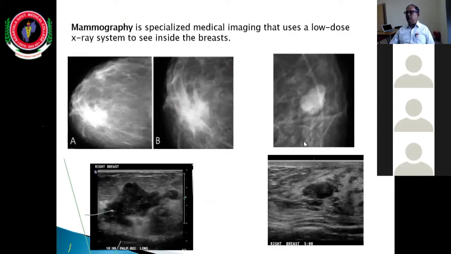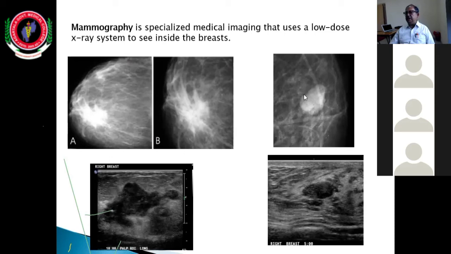These are a few mammography images. This is the mammography image. This is the corresponding sonography image. This is the mammography image. This is the corresponding sonography. This is a dense opacity with spiculated margin, suggestive of carcinoma of the breast.